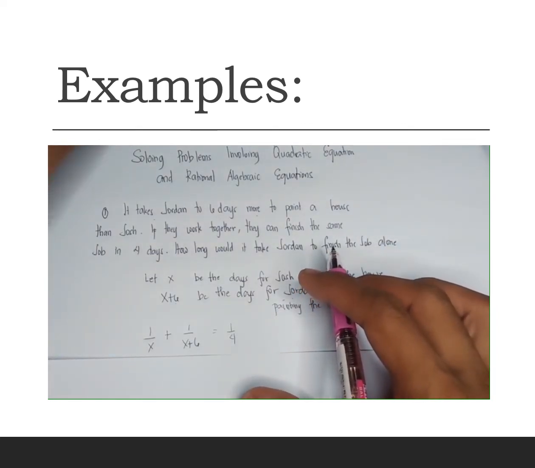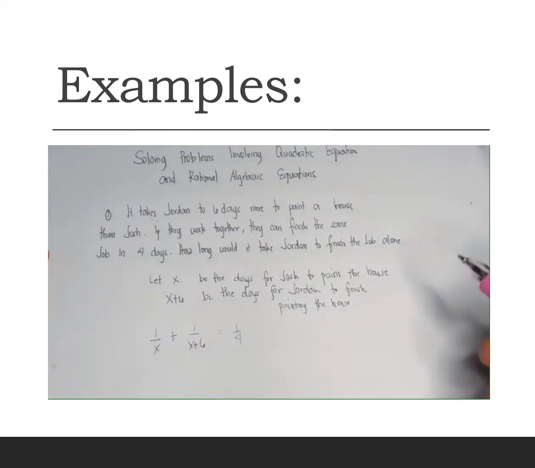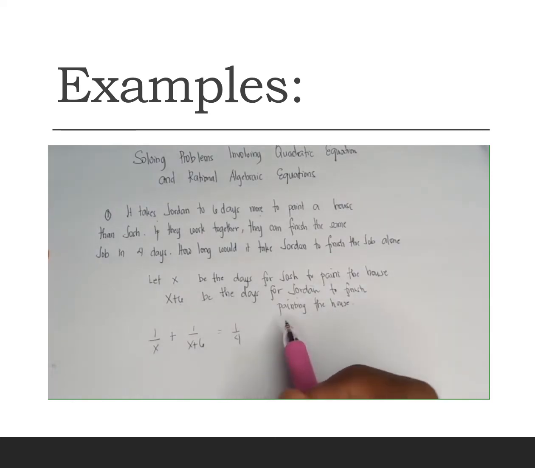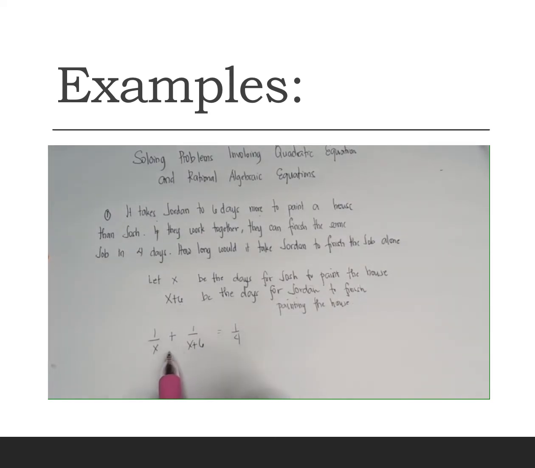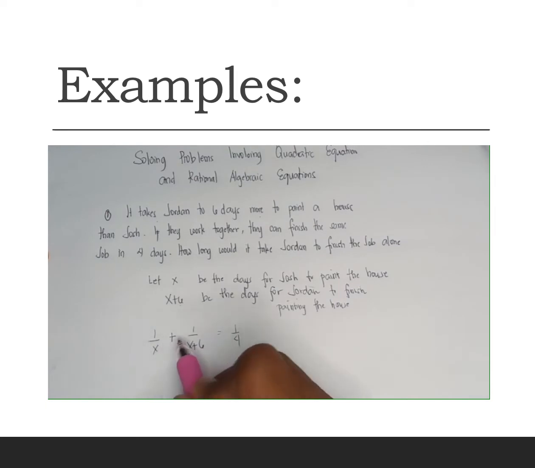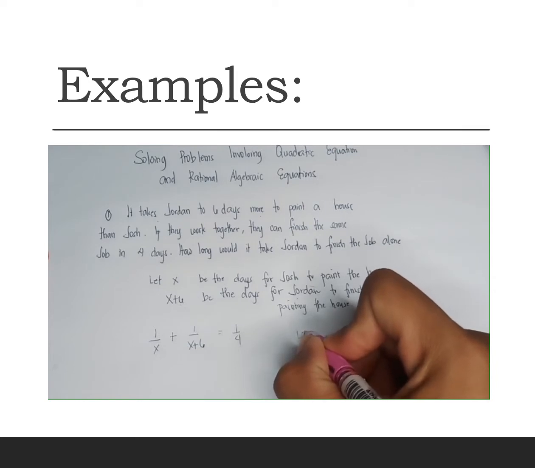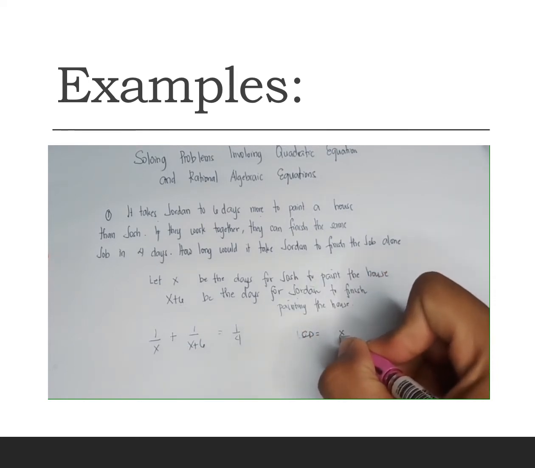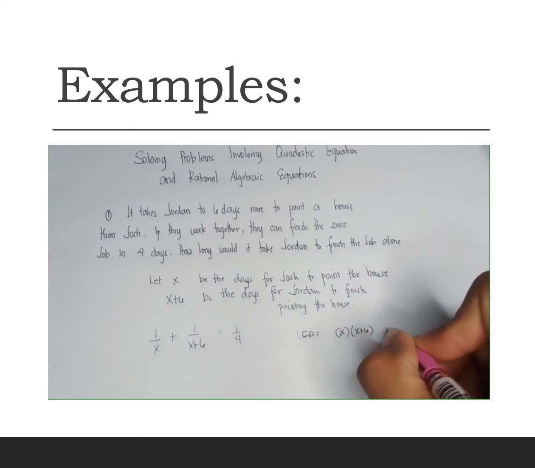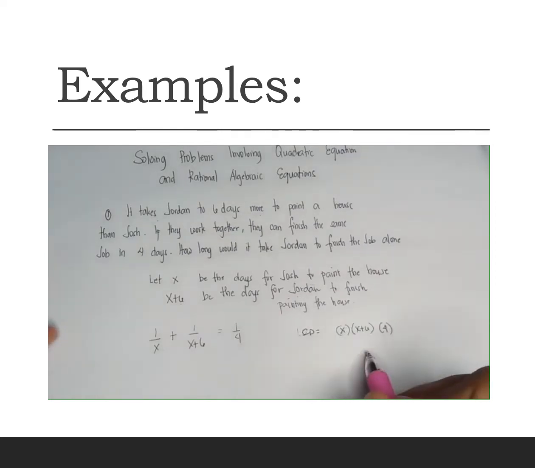So for analysis, your task is to find the value of x. What is the value of x? First, get the LCD. We will try to get the LCD of the equation and then multiply it to both sides of the equation. And for the solution, what is the LCD of 1 over x plus 1 over x plus 6 is equal to 1 over 4? So we have the LCD is equal to x multiplied to x plus 6 and 4. Just combine the denominators of the equation and then multiply this LCD to the equation.